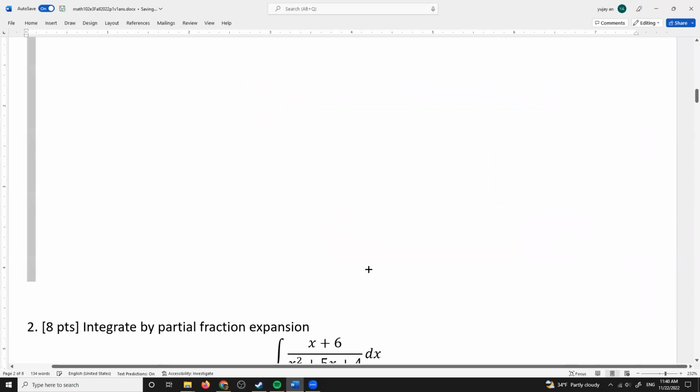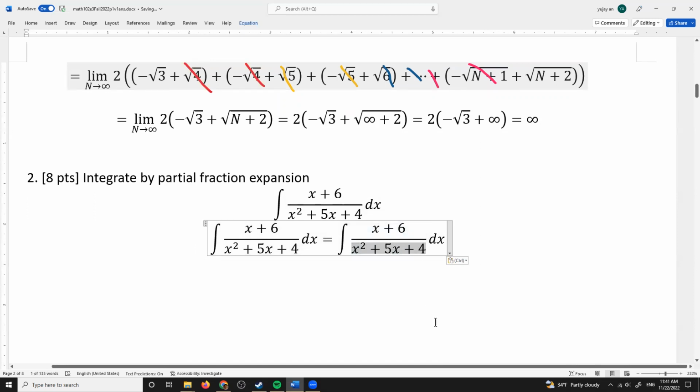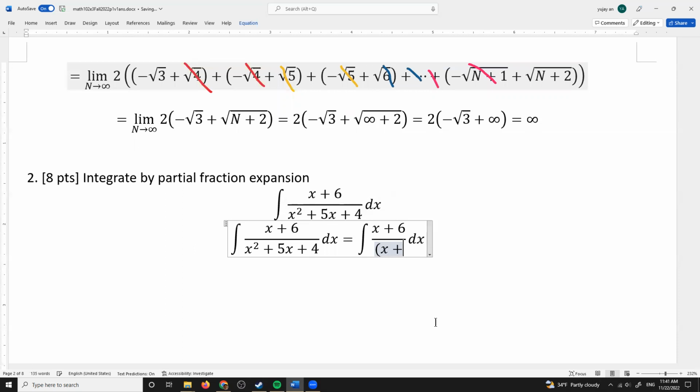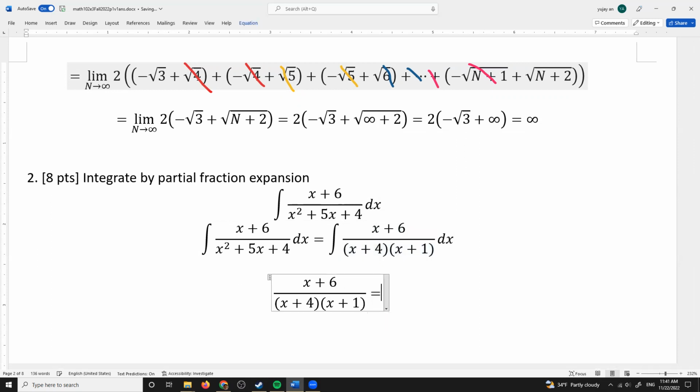Let's see what's the next one. Okay, here. Okay, I think this is the one that most people got right. I made the partial fraction easy enough that at least some people can get some credit. So you factor the bottom, which gives you x plus 4, x plus 1. And now you have to do partial fraction expansion: A over x plus 4 plus B over x plus 1.